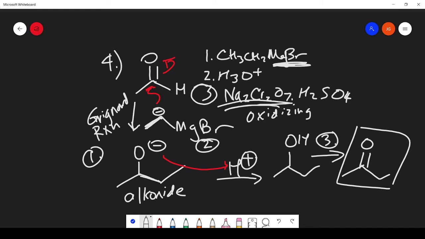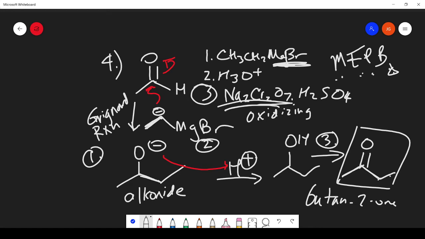And if we want to name it, let's say that they ask you to name it, it's butan-2-one. This is a 4-carbon chain. A good way to remember it is monkeys eat purple bananas. So methyl, ethyl, propyl, butyl, 1, 2, 3, 4. This is a 4-carbon chain, so it's butyl. And the carbonyl, the ketone to be more specific, is on carbon number 2. So butan-2-one.